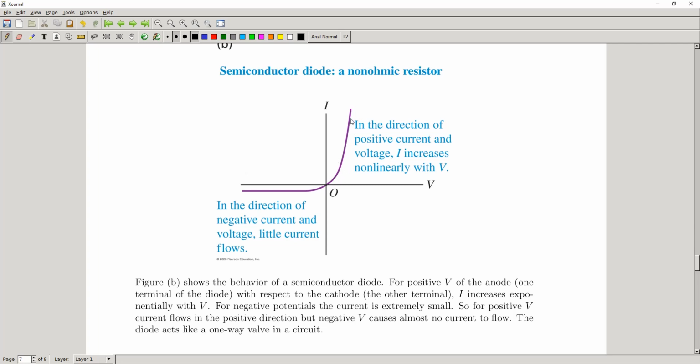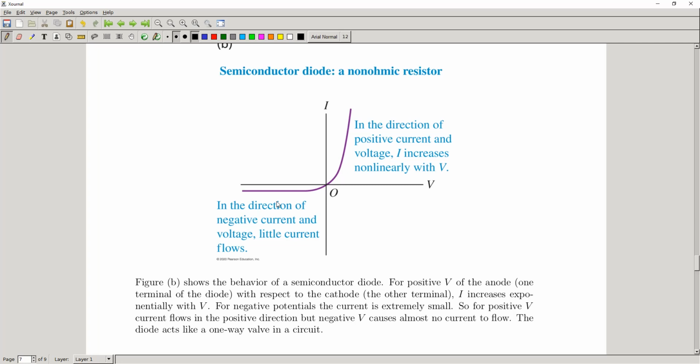But if we now flip it so that we have a negative potential difference, i.e. a lower potential on the side that used to have the higher potential, and vice versa on the other side, then we see that there's very little current flowing backward in the other direction. So for positive V, current flows in the positive direction, but for negative V, almost no current flows in that negative direction.